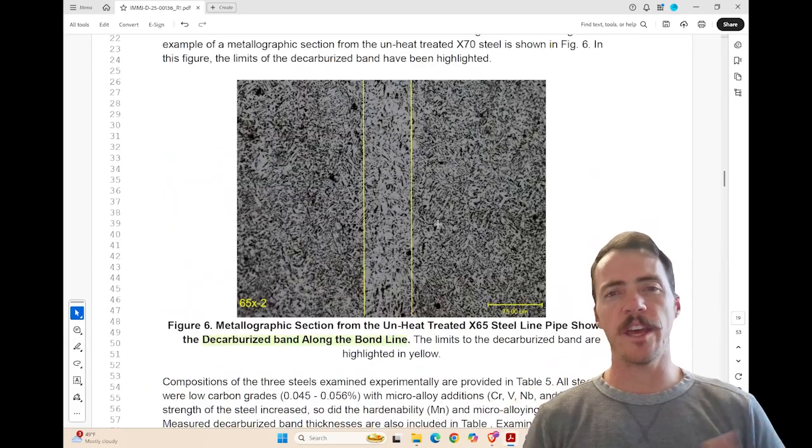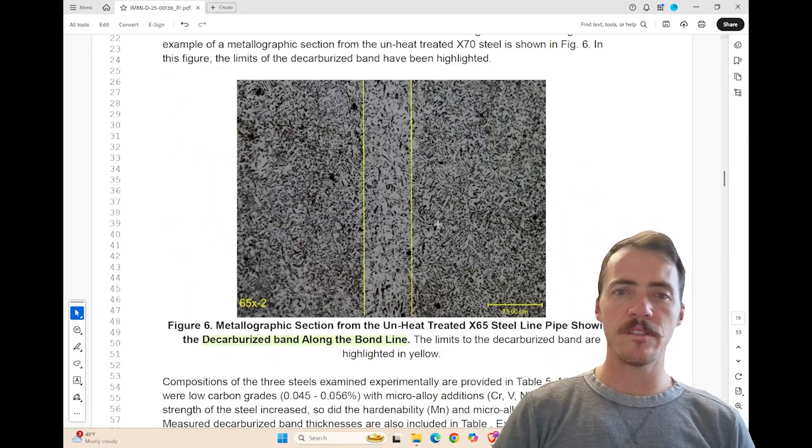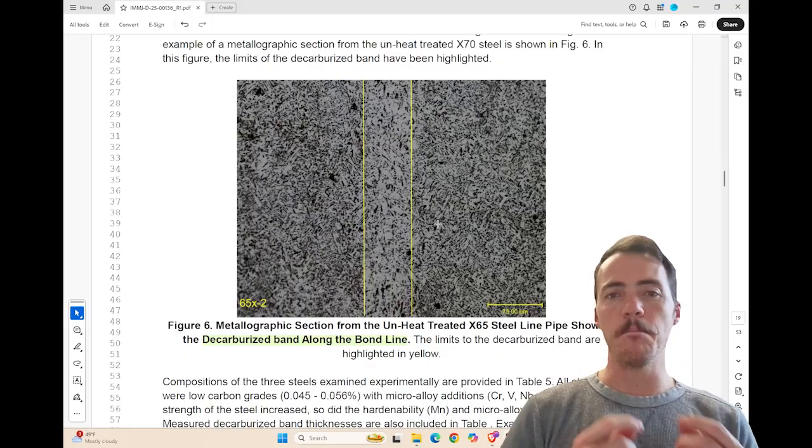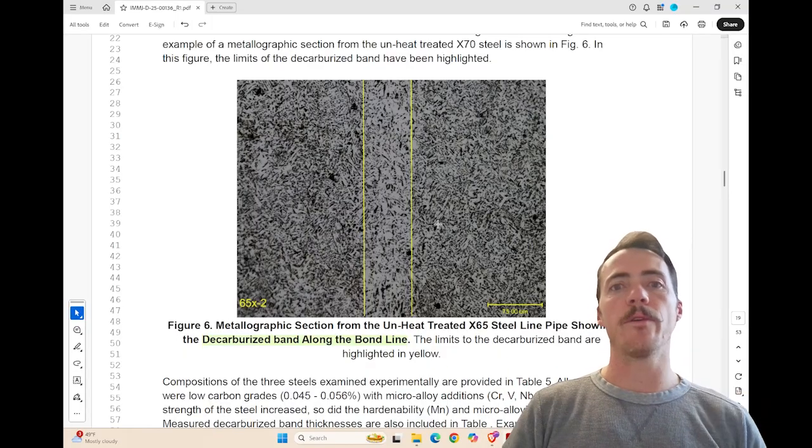Here in figure 6, they actually show you what that looks like. You can see with the yellow lines as a guide for the eye, the carbon depleted region in the middle where it's diffused to the other edges on the side.